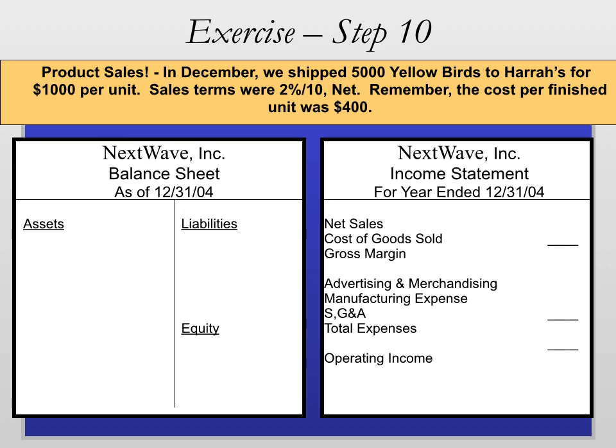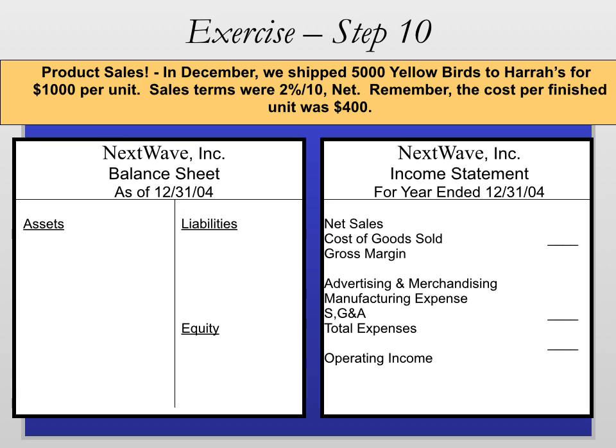Finally, we have some product sales in this example. The company sold in December of 2004 5,000 Yellowbirds. They sold it for $1,000 per unit, which will be $5 million. We sold it on terms to Harrah's, the casino, in that if they pay within 10 days, 2%/10, what that states is if they pay within 10 days, we'll give them a 2% discount off their invoice.